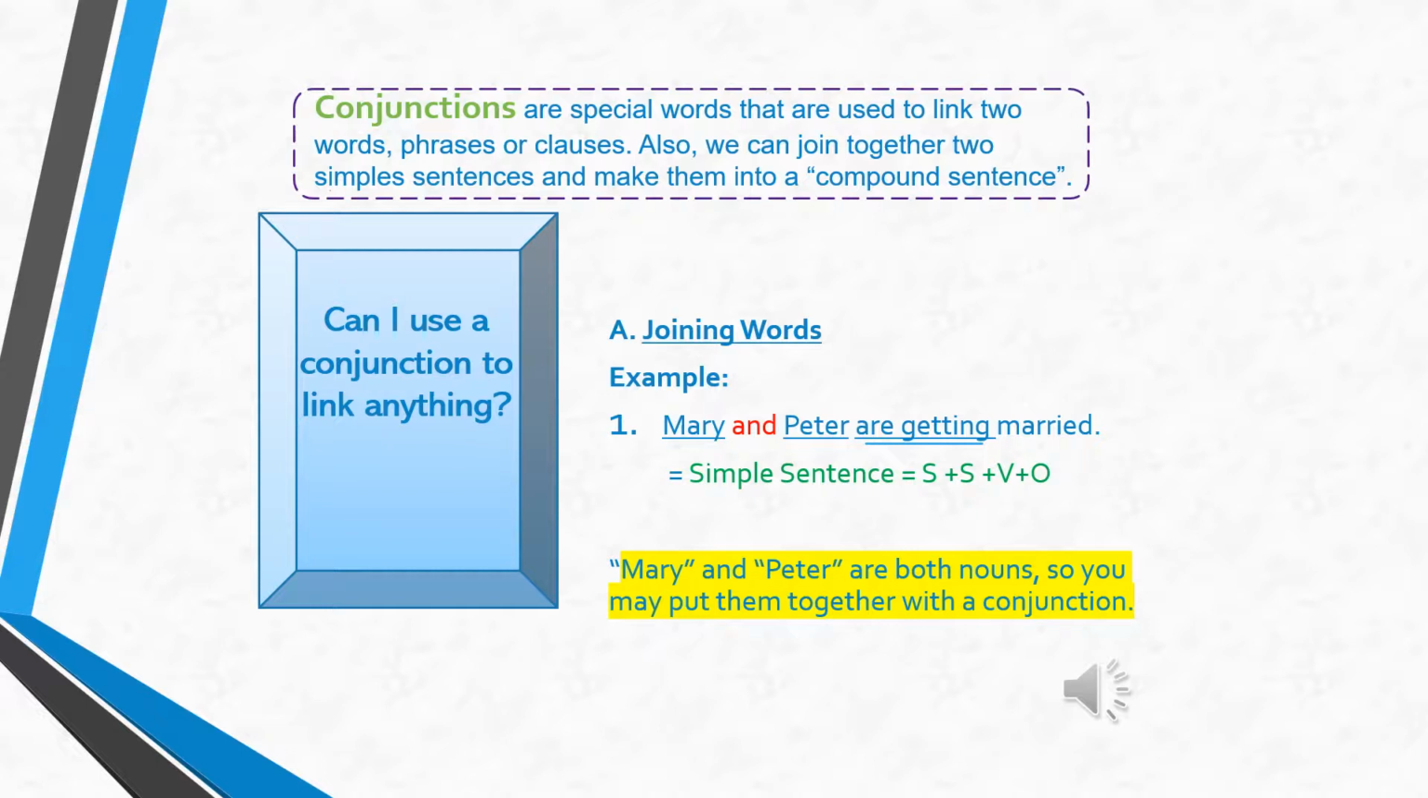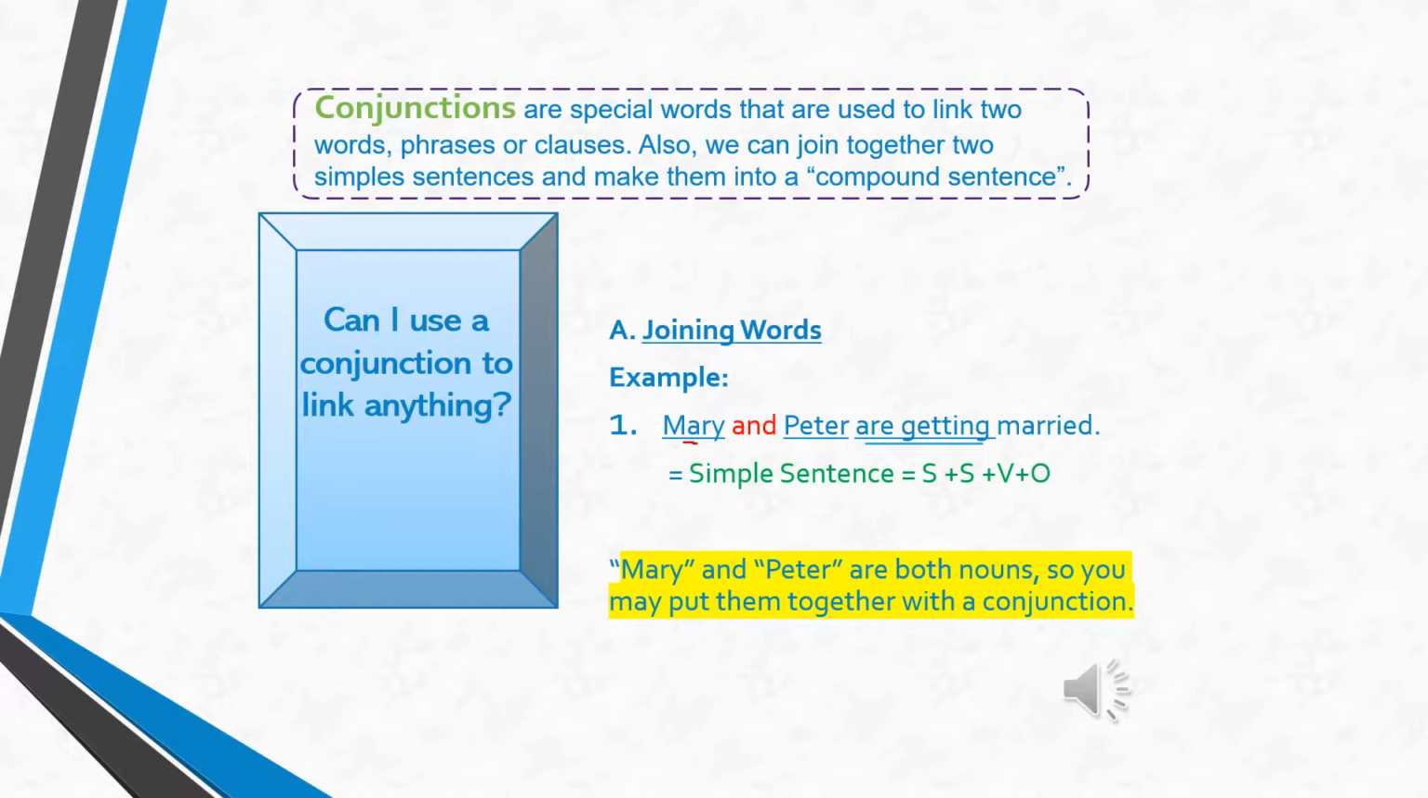In the first example here, I'm going to explain how we join words and how this sentence is still a simple sentence, but it has two nouns, two subjects, and we're going to call this sentence a complete sentence, which is the same as a simple sentence.